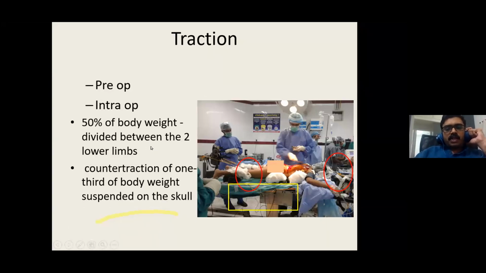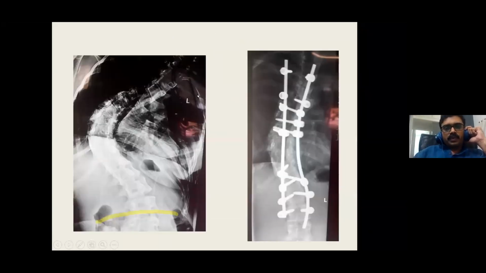The 50% of body weight is divided between the two lower limbs, and counter traction is given as 1/3 of the body weight from the skull. We generally use the horseshoe frame. So this is one case of severe.